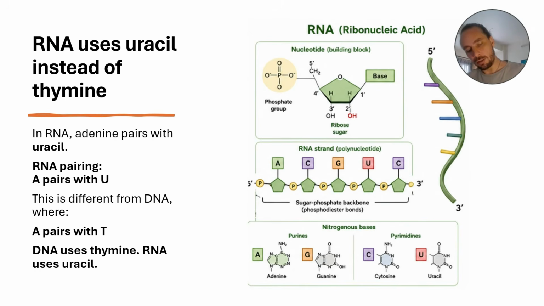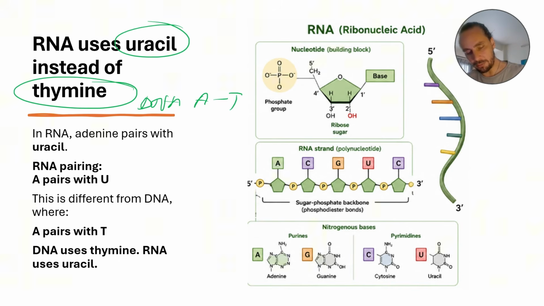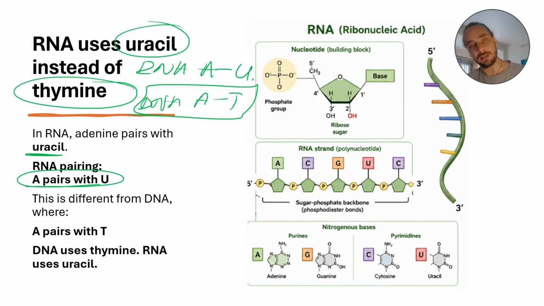Now, RNA. RNA uses uracil instead of thymine. So in DNA, we have A and T, but in RNA, we have A and U connection. In RNA, adenine pairs with uracil. So A and U will pair together. And this is where it's different from DNA, because in DNA, as I said, adenine pairs with thymine.